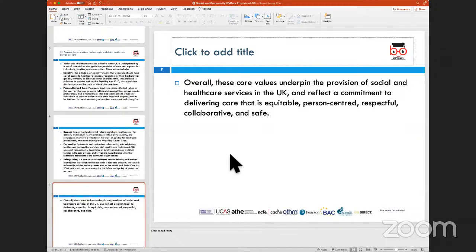And these values that we talk about: respect, partnership, dignity, individuality, independence, privacy, choice and rights. Sometimes they are individually broken down into individual words, and they sometimes total up to about 8. But generally speaking, these are the 6 person-centered values.